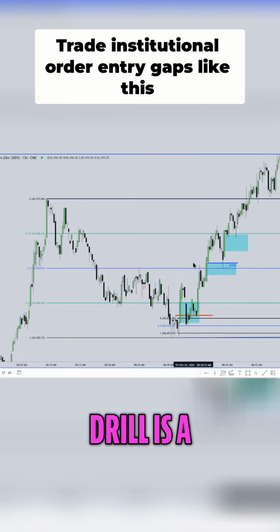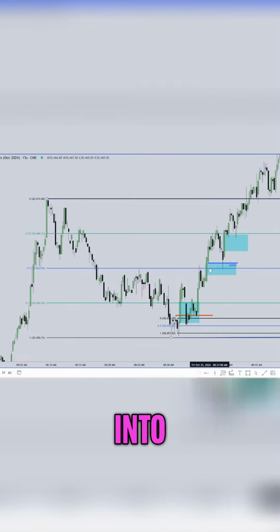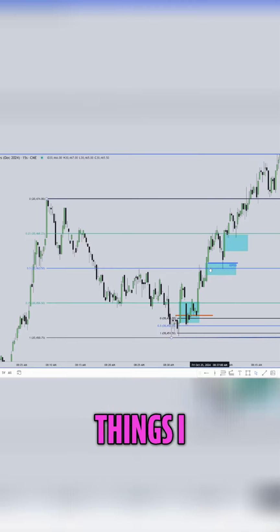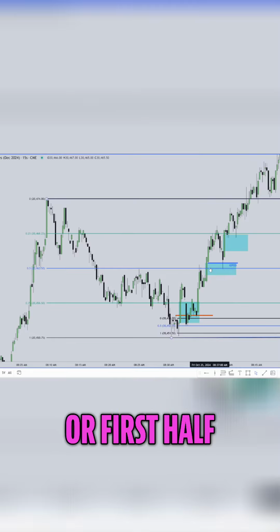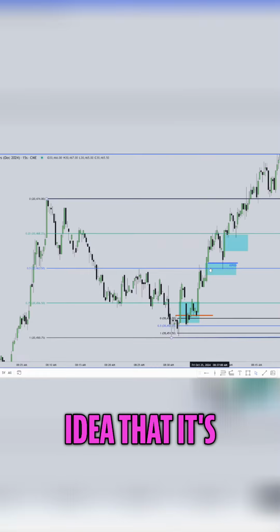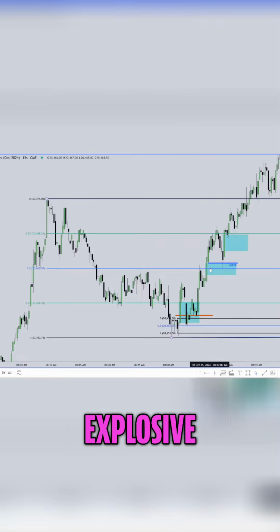Institutional order flow entry drill is an entry model where you're expecting a fair value gap to be traded into, but not fully closed in. And because you're expecting low resistance liquidity run conditions today, because of all the things I talked about in the first half of this lecture today, all those things building and coalescing with the idea that it's going to be a large range day, it's going to be explosive at the opening.